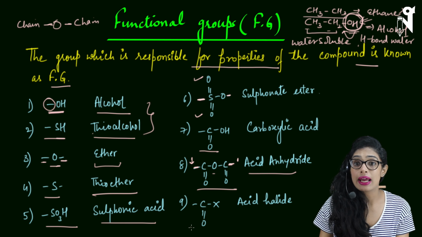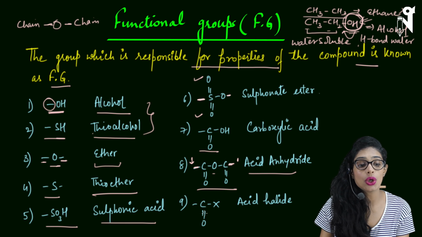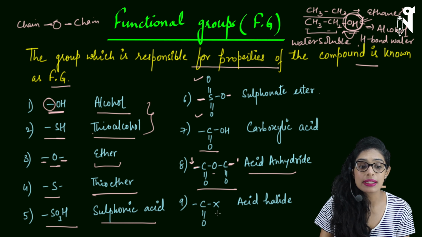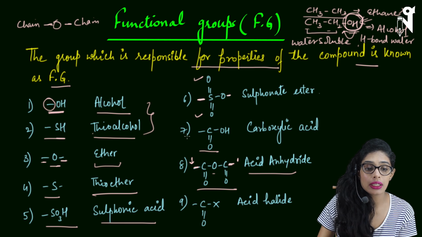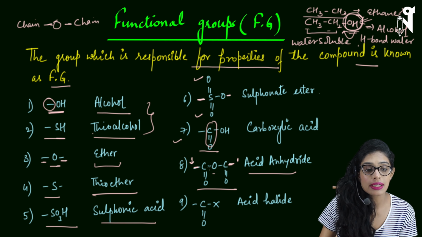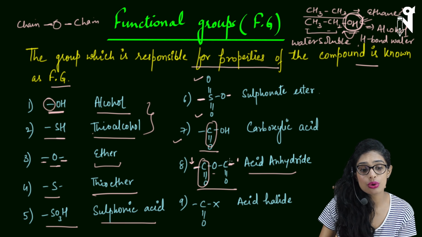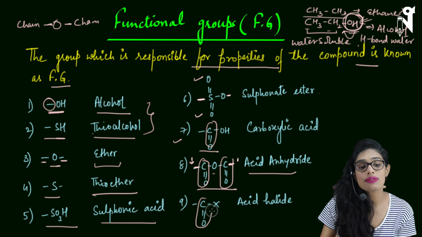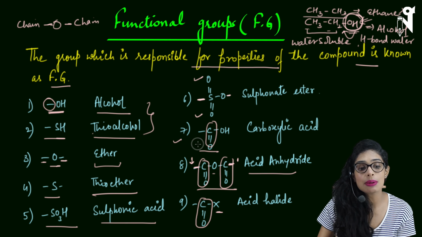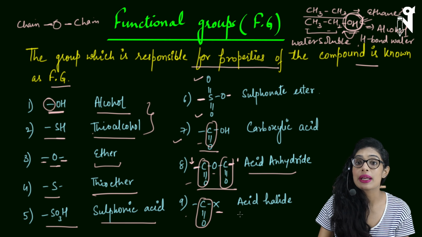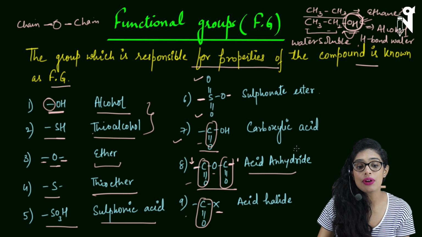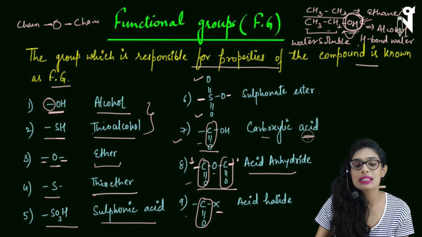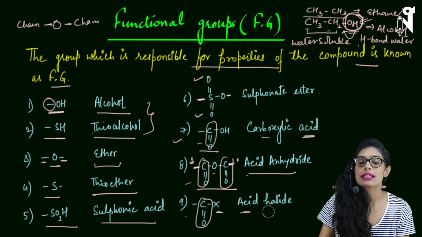Next is acid halide. Acid halide is C double bond OX. Now here if you see, in carboxylic acid also you have C double bond O. In acid anhydrides also you have C double bond O. Acid halide also you have C double bond O. There is a change in the next attachment, but C double bond O still remains common. This is, and everywhere we are using this term, carboxylic acid, acid anhydride, acid halide.